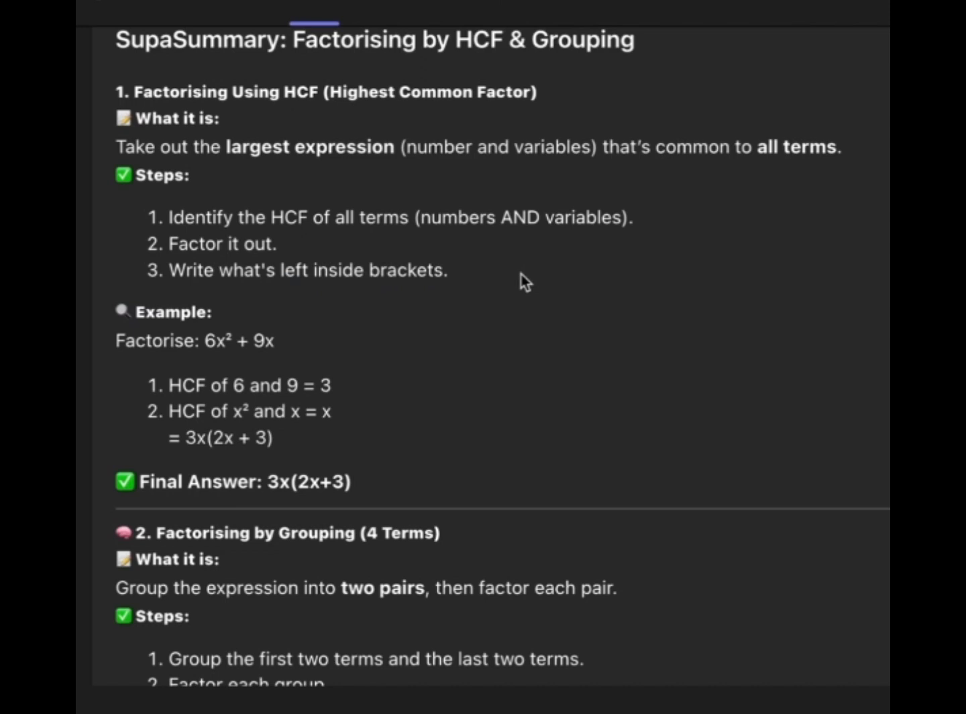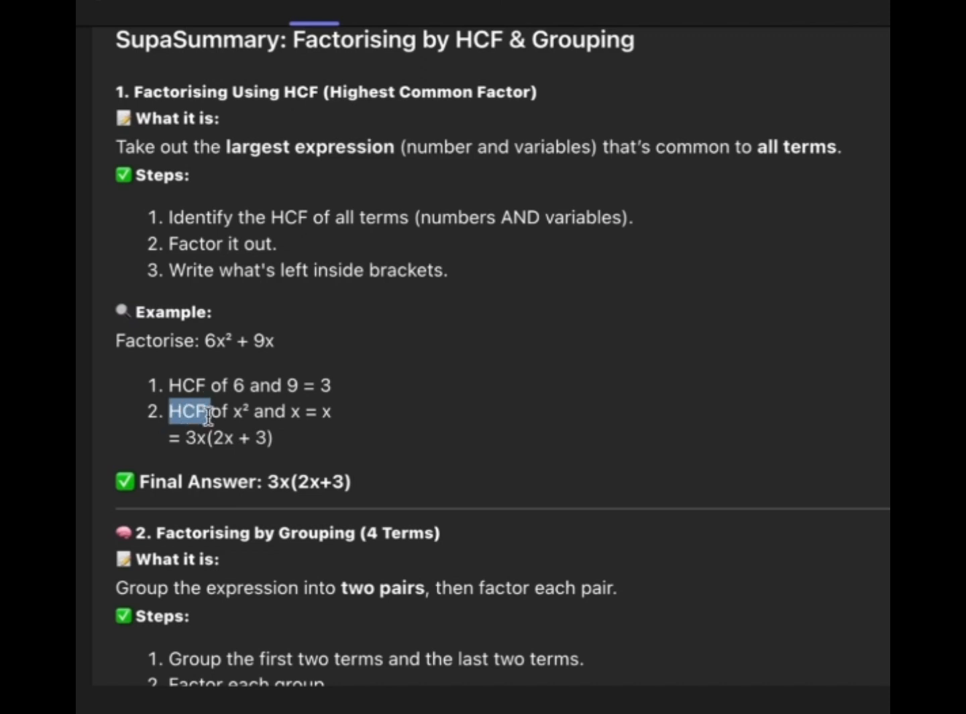So, for example, we have 6x squared plus 9x. First, what is the highest common factor of 6 and 9? The factors of 6 are 1, 2, 3, 6. The factors of 9 are 1, 3, 9. What is the biggest common factor of 6 and 9? It is 3. Numbers done.